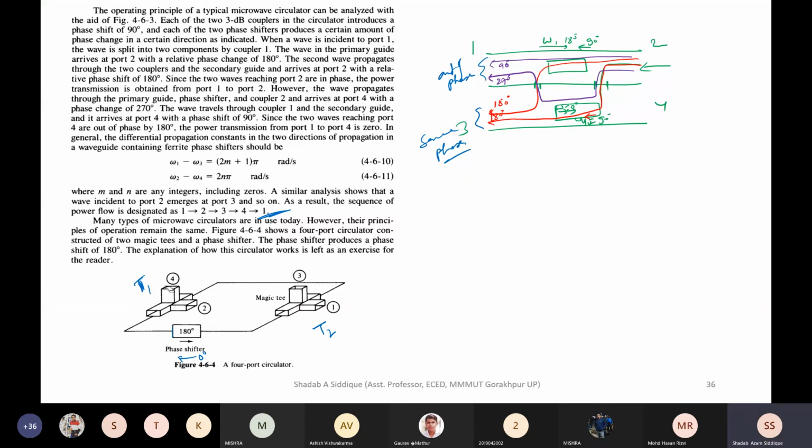Input from port 4, so that I can use the phase shifter also. So when we apply input from port 4, what will happen? I'll take it as an input from port 4, in the upward direction I'm talking about. So I'm taking input at port 4.